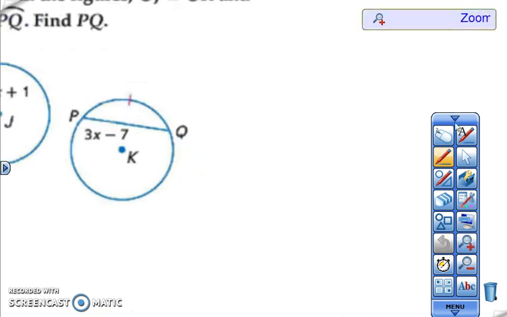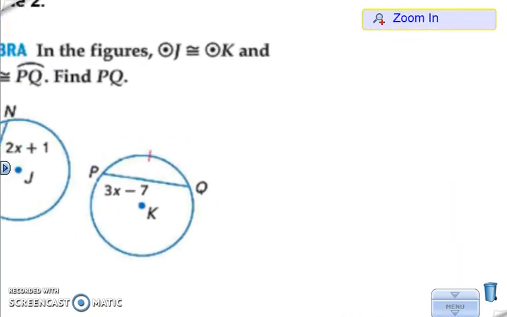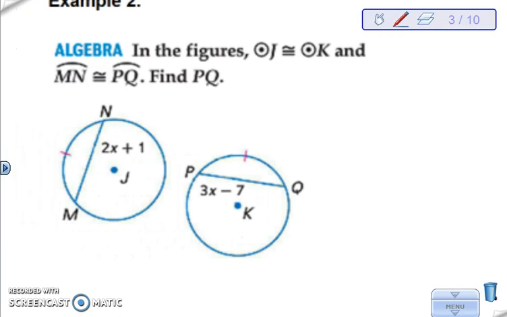All right, in our next example, we're going to follow along with the same theorem. We notice that they have marked the arcs as congruent, which means that our segments are congruent as well. So if MN is congruent to PQ, then that means 2x plus 1 must be equal to 3x minus 7. And now we can solve for x.